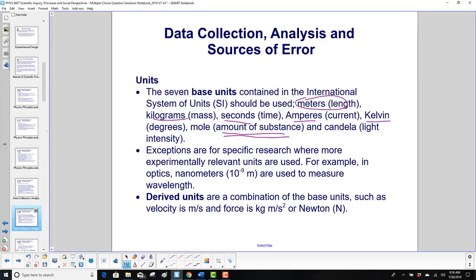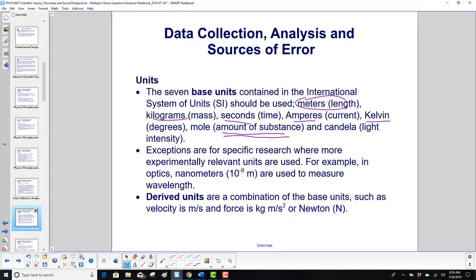Now, physicists and chemists don't always use meters, for example, or kilograms, depending on what kind of work they're doing. For example, when you're doing optics, you'll talk in terms of nanometers, and a nanometer is 10 to the minus 9th meter, because those are the wavelengths of visible light, several hundred nanometers. But the base unit is still meters.